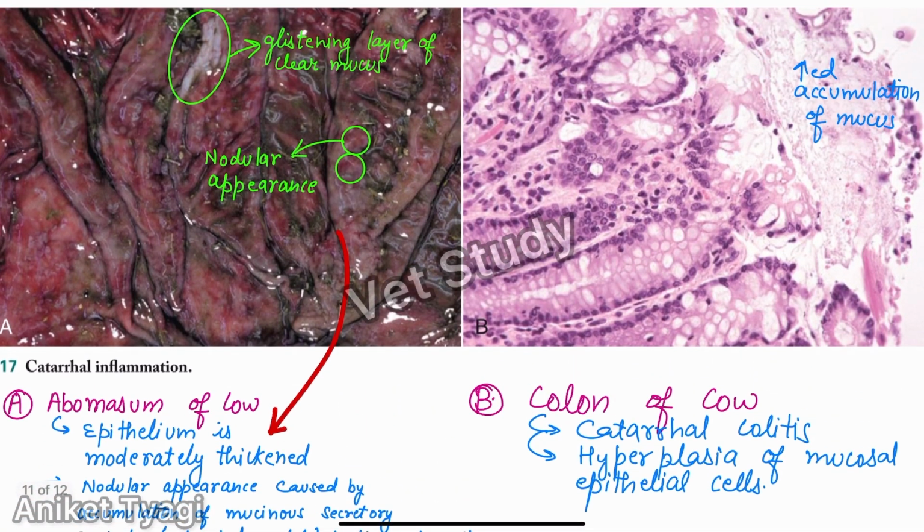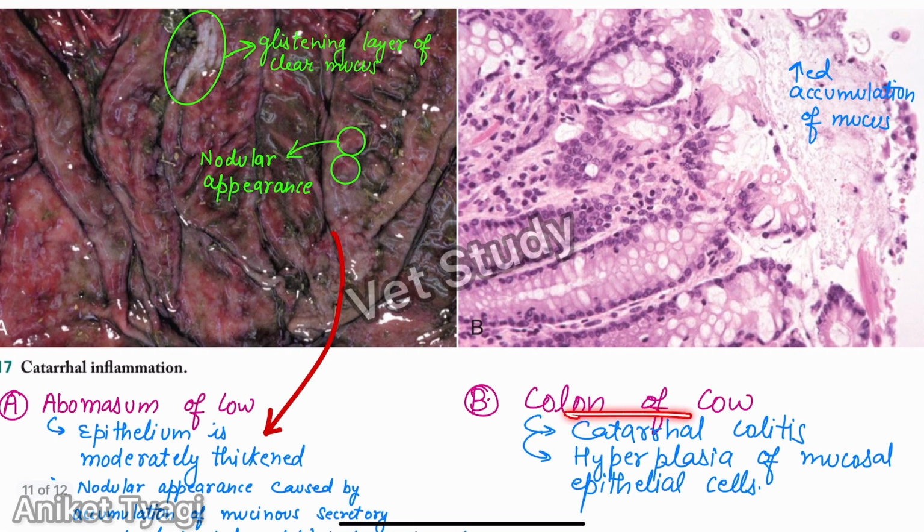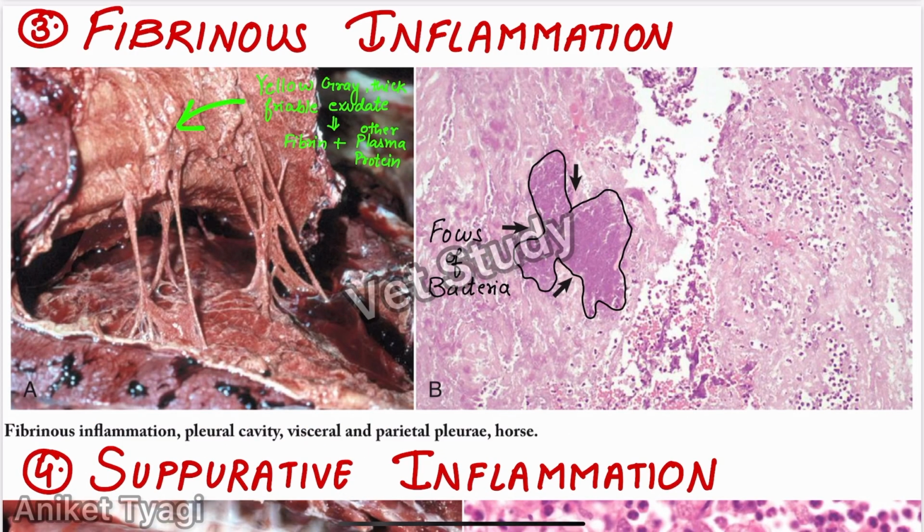okay. And the second microscopic diagram is of the colon of a cow, and this is a case of catarrhal colitis. Hyperplasia of mucosal epithelial cells occurs in this. You can see there is increased accumulation of mucus in this portion. Now we will discuss fibrinous inflammation.